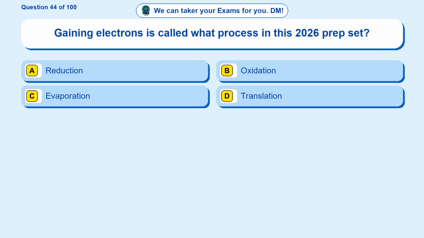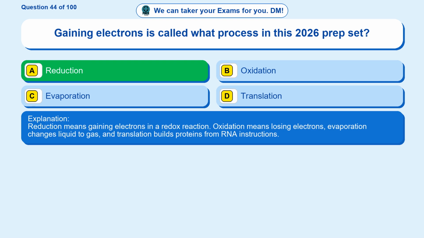Question 44. Gaining electrons is called what process in this 2026 prep set? Option A, reduction. Option B, oxidation. Option C, evaporation. Option D, translation. The correct answer is option A. Reduction. Reduction means gaining electrons in a redox reaction. Oxidation means losing electrons, evaporation changes liquid to gas, and translation builds proteins from RNA instructions.